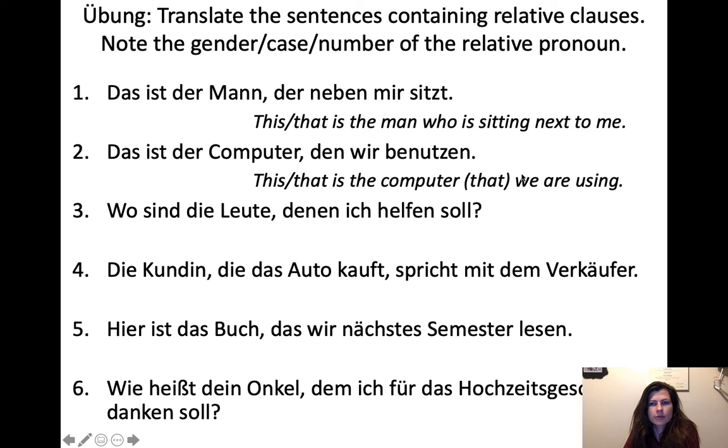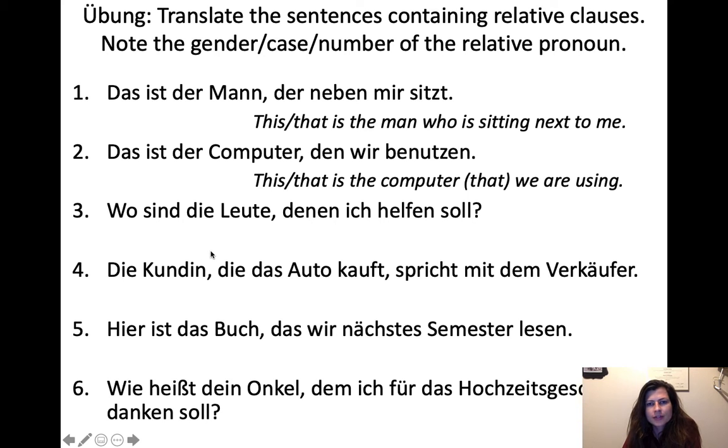Yeah. So either way in English. But the who, you can't leave the who out. That's always interesting in English. This is the man is sitting next to me. You have to say the who if you're gonna say who. Yeah. But this is the computer we are using. You can leave it out for some reason.